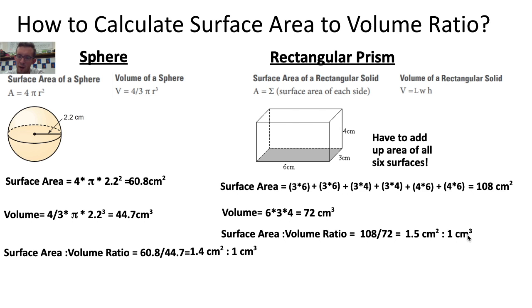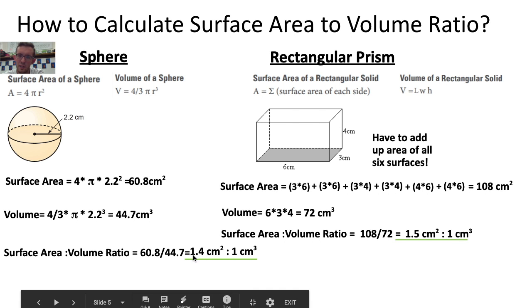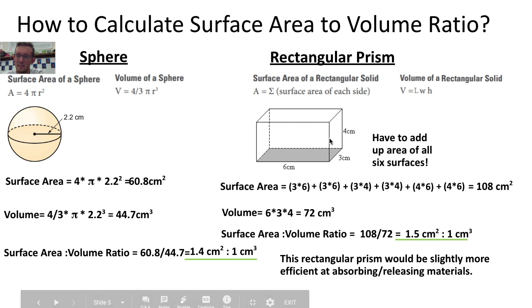If we were comparing the surface area to volume ratio of the sphere with the rectangular prism, we'd find that the prism has a slightly more efficient surface area to volume ratio. It has a little bit more surface area for every cubic centimeter. And so it'd be a little bit more efficient at absorbing and releasing materials.